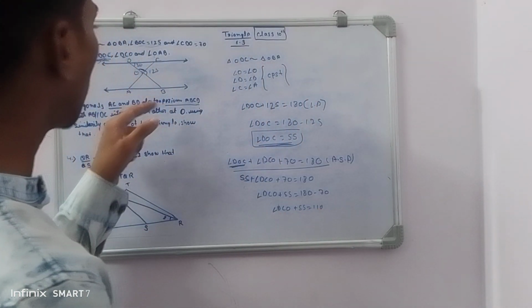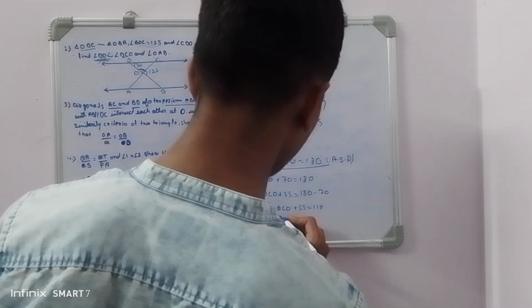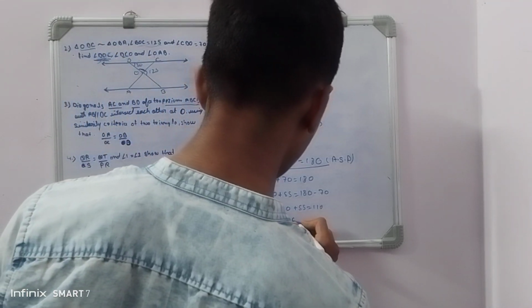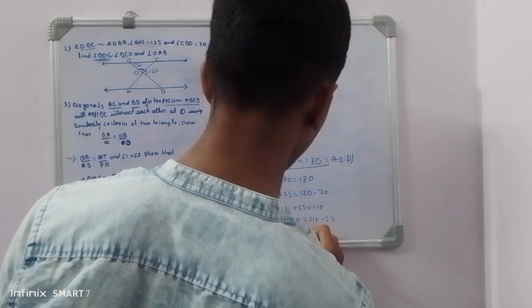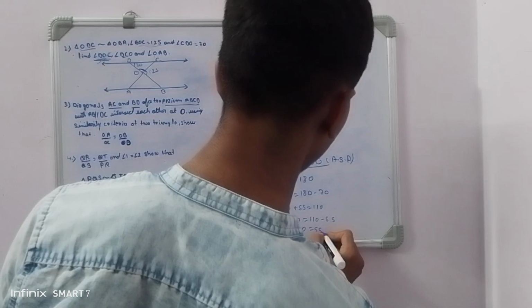Now we have to subtract this one also. So DCO is going to be 110 minus 55. So angle DCO again we get, which is 55.